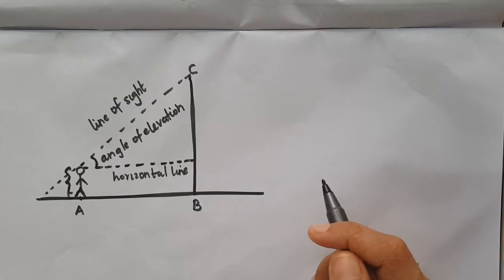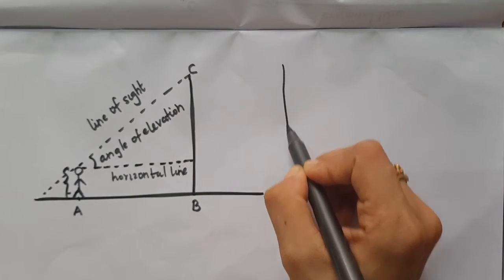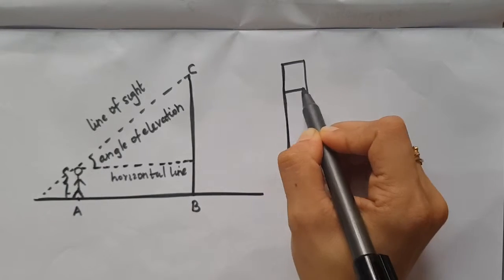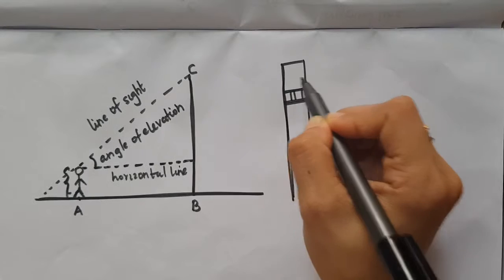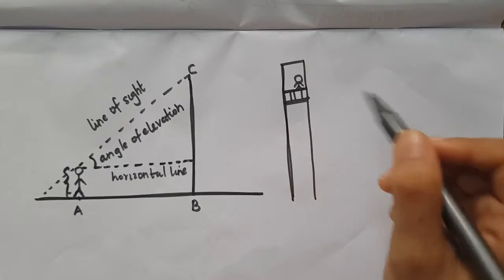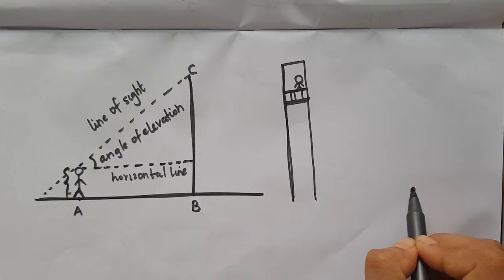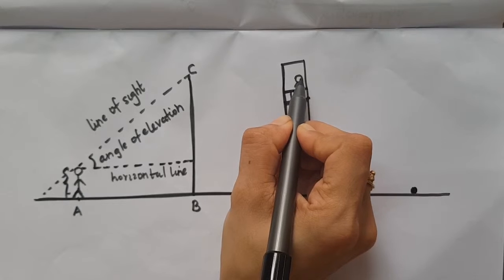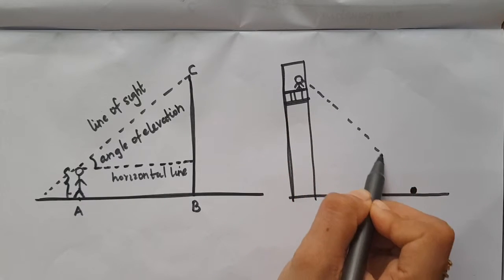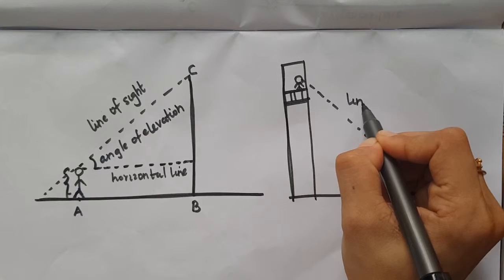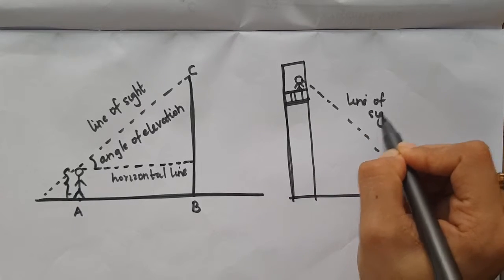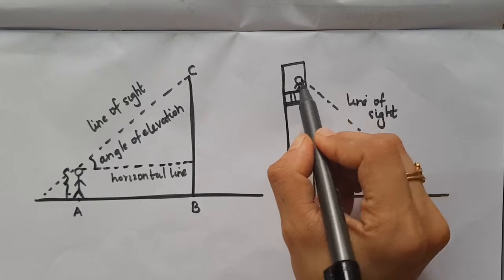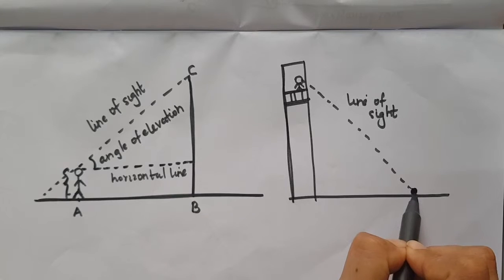Now, there is one more condition. Suppose this is the building, and you are sitting in the balcony of the building. This is the balcony and you're sitting over here, and you're looking at some stone down on the ground. The line through which you're looking is called the line of sight. You have to lower your head to see the stone, right?